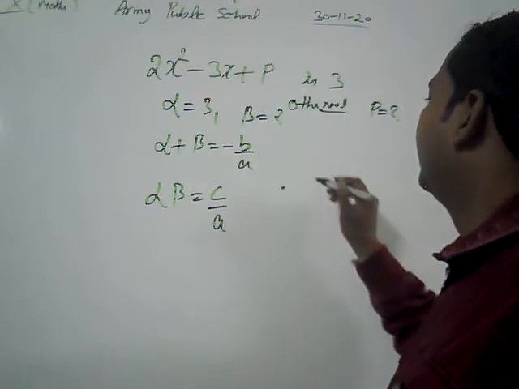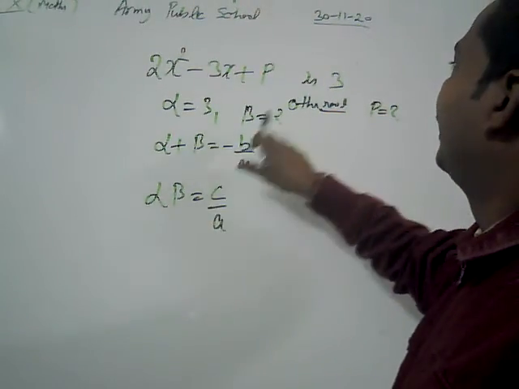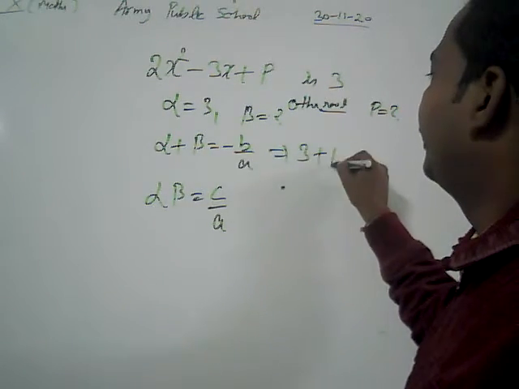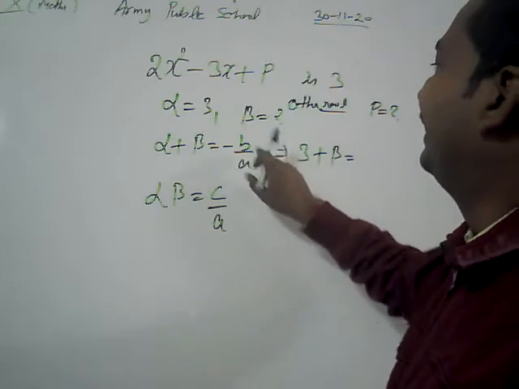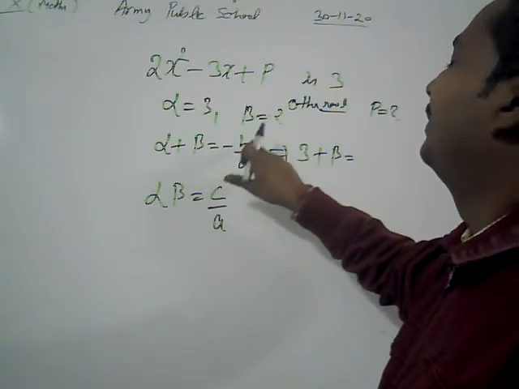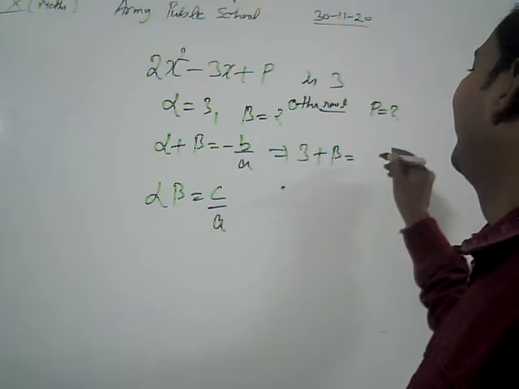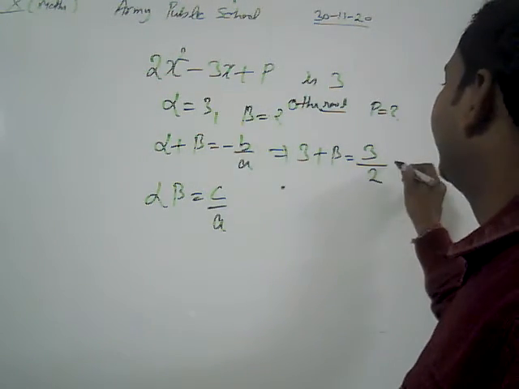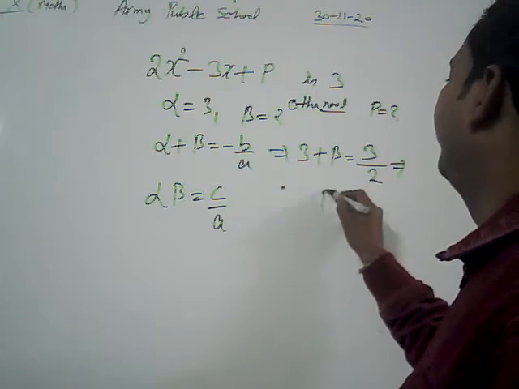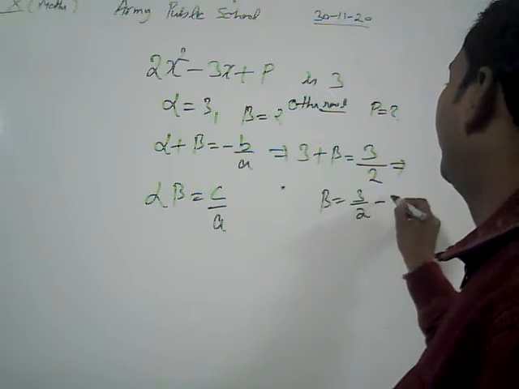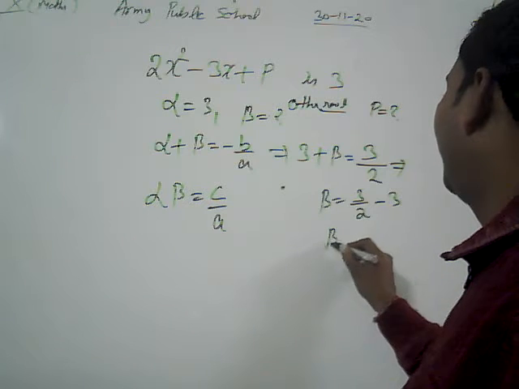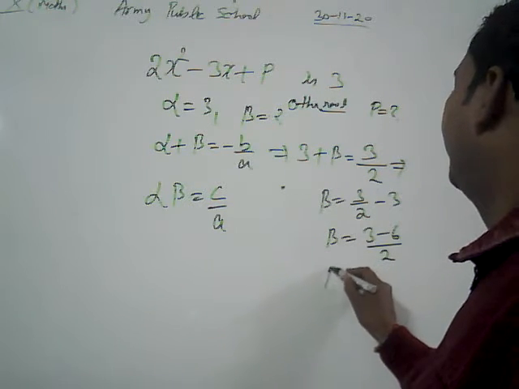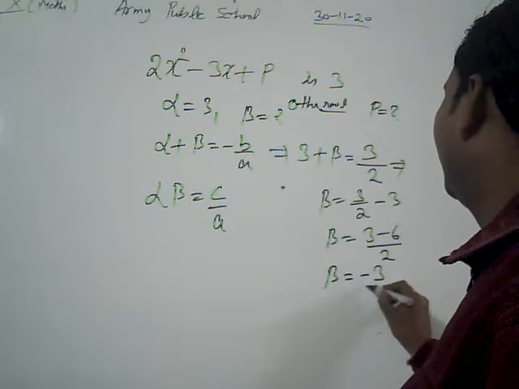Now look, alpha plus beta, where we take alpha as 3 and we have to find the value of beta. After comparing with minus b by a, the value of b is minus 3, so we get 3, and the value of a is 2. From here we get the value of beta. After solving, beta is 3 by 2 minus 3, that is 3 minus 6 by 2, so the value of beta is minus 3 by 2.